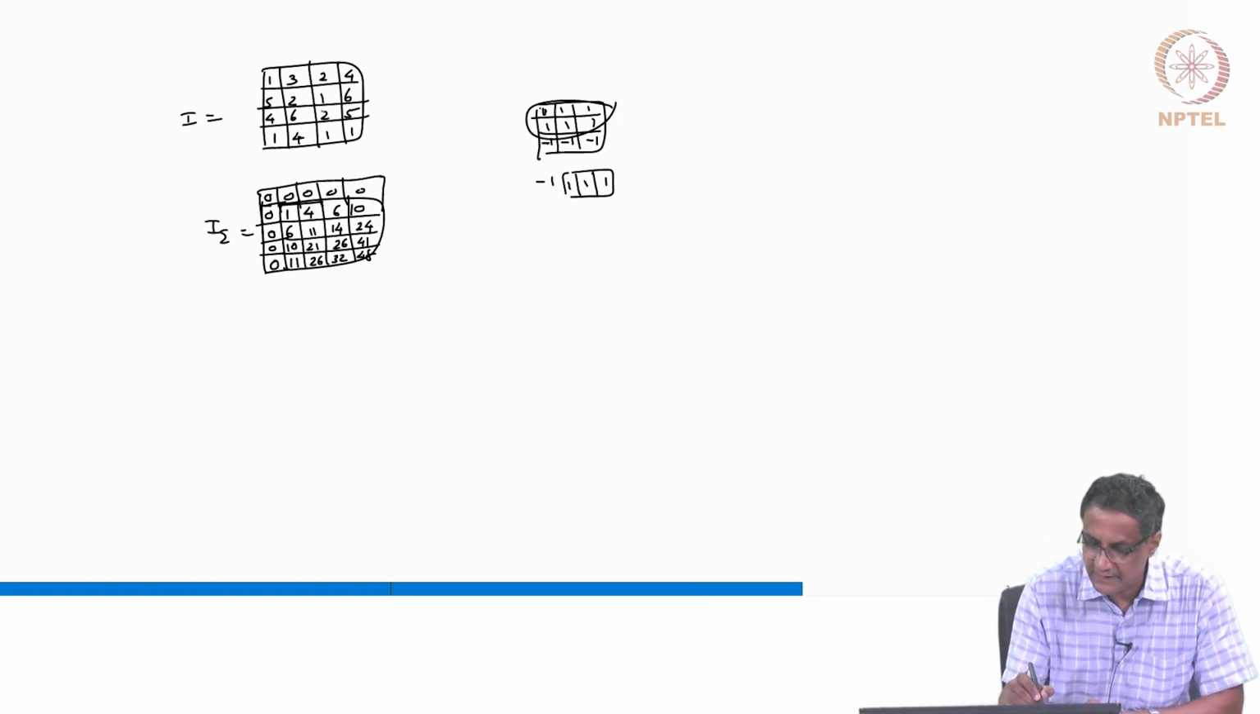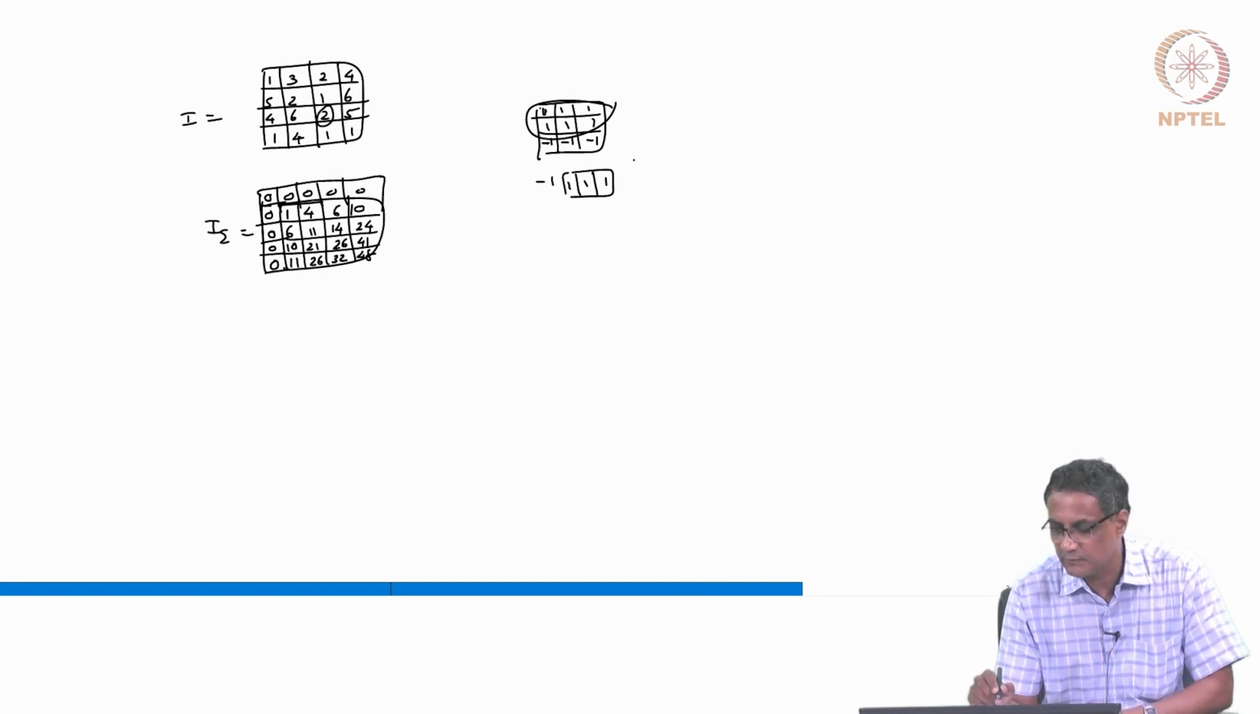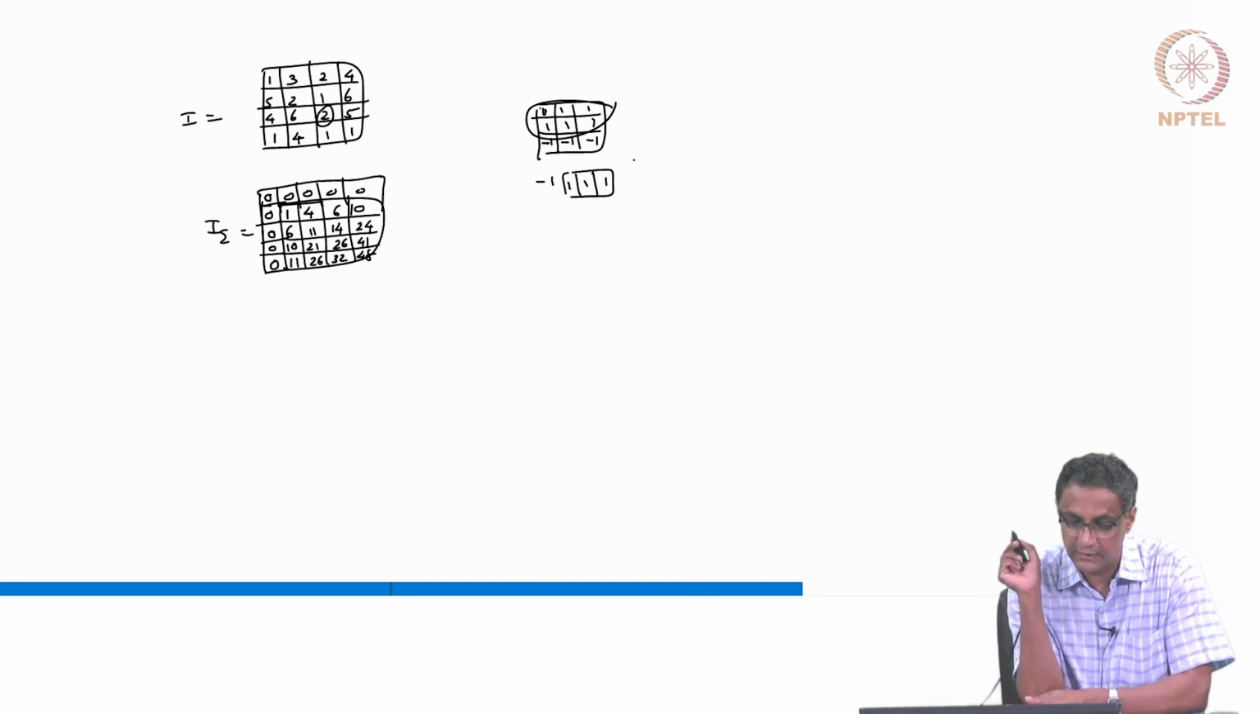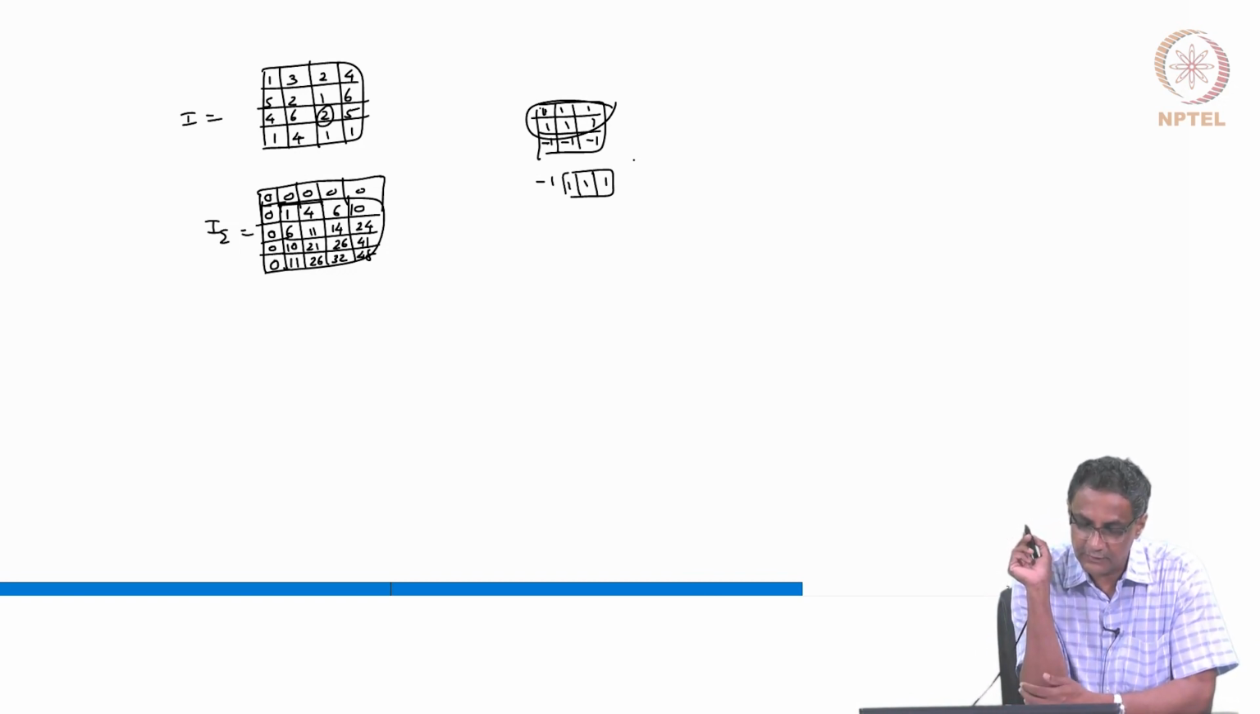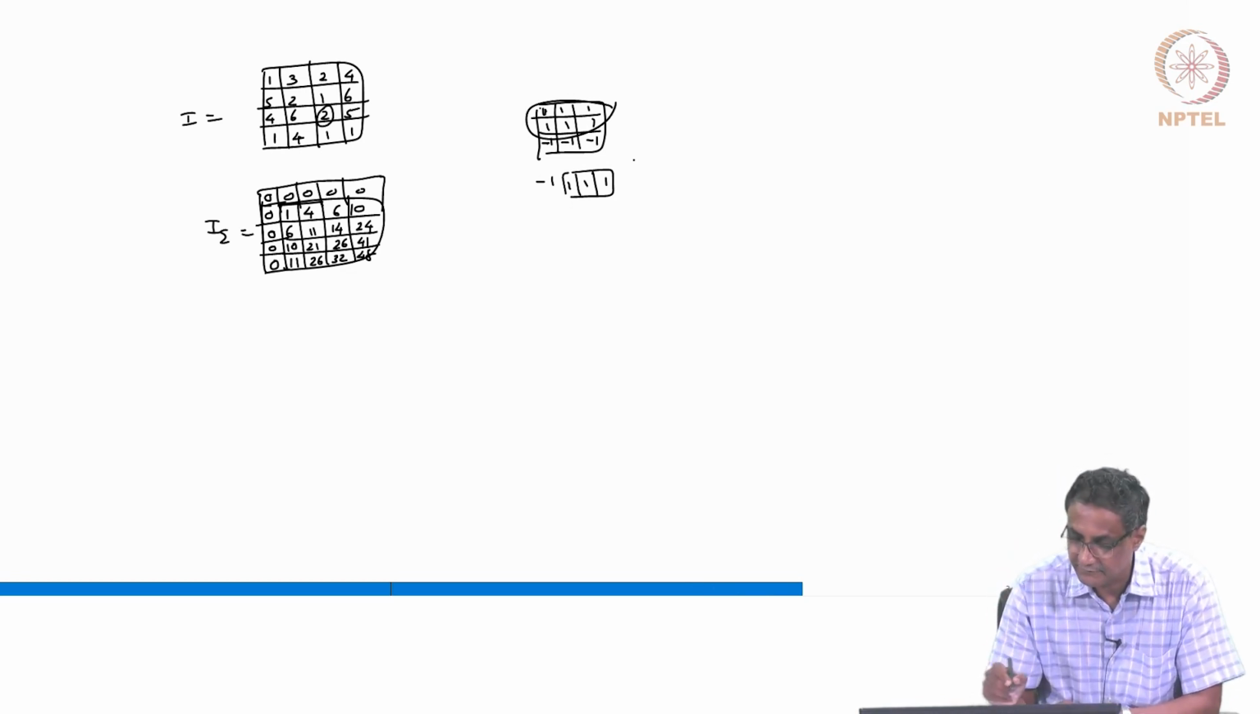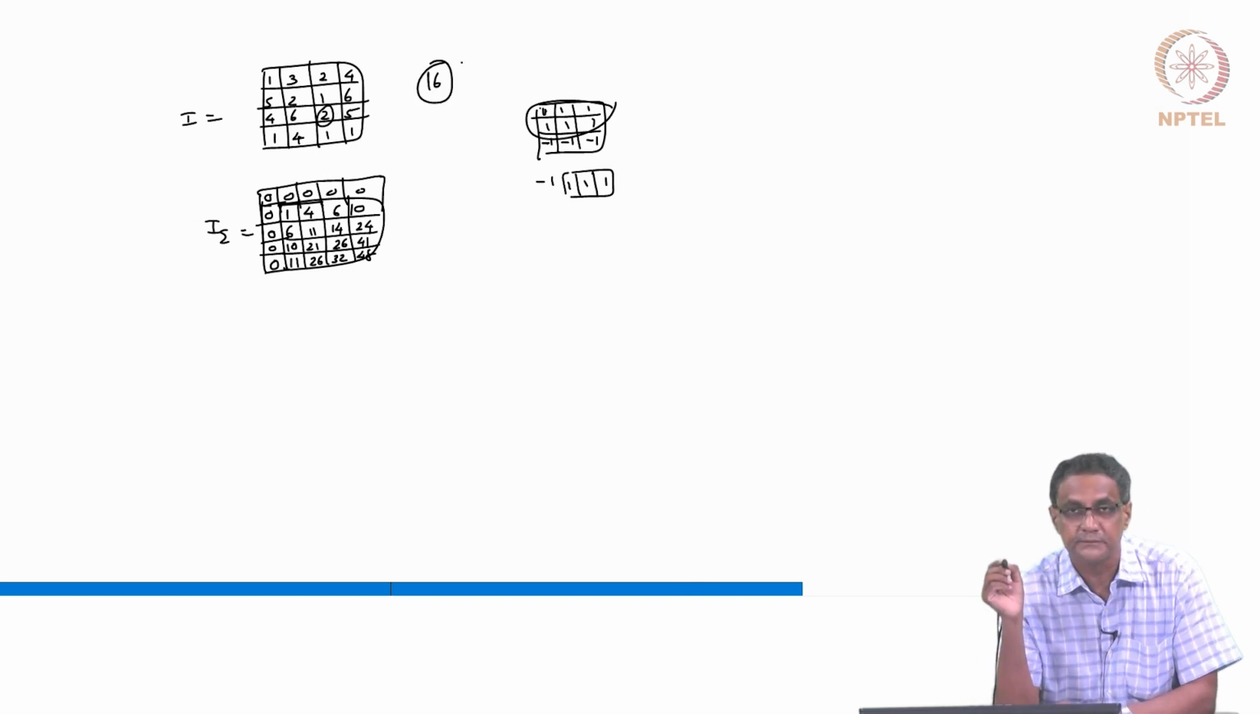So suppose I sit here and apply this 1 1 1, 1 1 1, minus 1 minus 1 minus 1. What should I get? 6 plus 2 is 9, 15, 17, 22 minus 6. I should get 16. If I convolve at this location with that kernel, my answer should be 16.